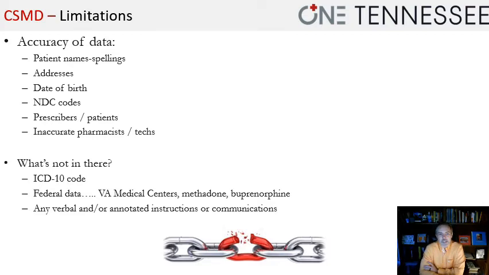What's not in there? I mentioned the ICD-10 codes and also federal data. VA medical centers, some of those are added now, but if it's a federally run methadone or buprenorphine clinic, that information is not included. That would be very helpful to know if you're dispensing an opioid product to a patient, if they're in a treatment program and they're receiving methadone or buprenorphine. Also, any verbal or annotated instructions or communications aren't included in the CSMD filing.